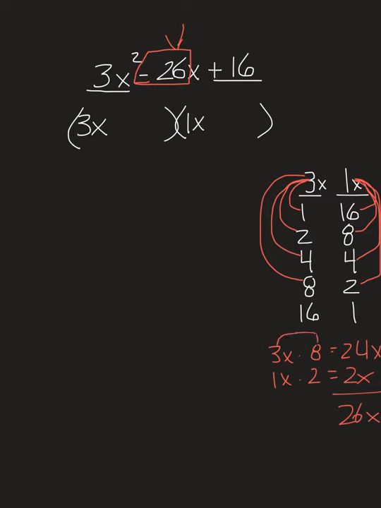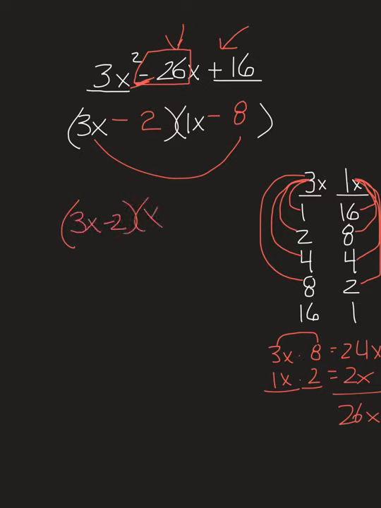Again, I want 3x times 8. So the 8's going to go here. I want 1x times 2. So the 2's going to go here. The signs are going to match. They're going to be the same sign. And since it's a negative 26, they're both going to be minus signs. So this thing's going to factor into 3x minus 2, x minus 8.